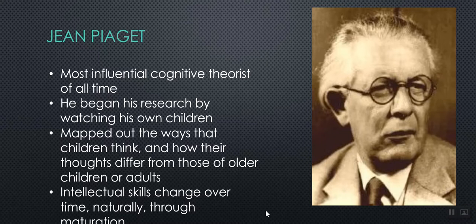So he is considered the most influential cognitive theorist of all time. Jean Piaget really gave us almost everything we know about the way that children think, and why they think certain ways. He began his research by watching his own children, so he became really interested in learning about how they think and why they were doing certain things, why they had certain skills, why they performed certain ways. And so he began to map out the ways that children think and how their thoughts differ from those of older children or adults, and how their thoughts differ over time and how they grow in their ability to think cognitively. He stated and believed that intellectual skills change over time naturally through maturation.